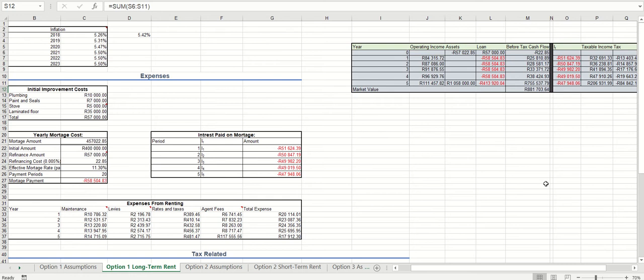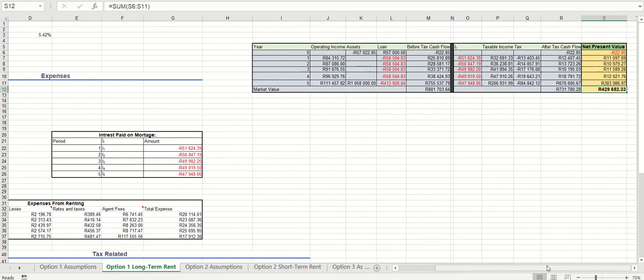In our cash flow table, we note the refinancing of the mortgage in year 0, and in the final year we can see the sale of the apartment and the repayment of the remainder of the mortgage. Using all our calculations, we determined the net present value of this option to be roughly 429,652,000 rand.